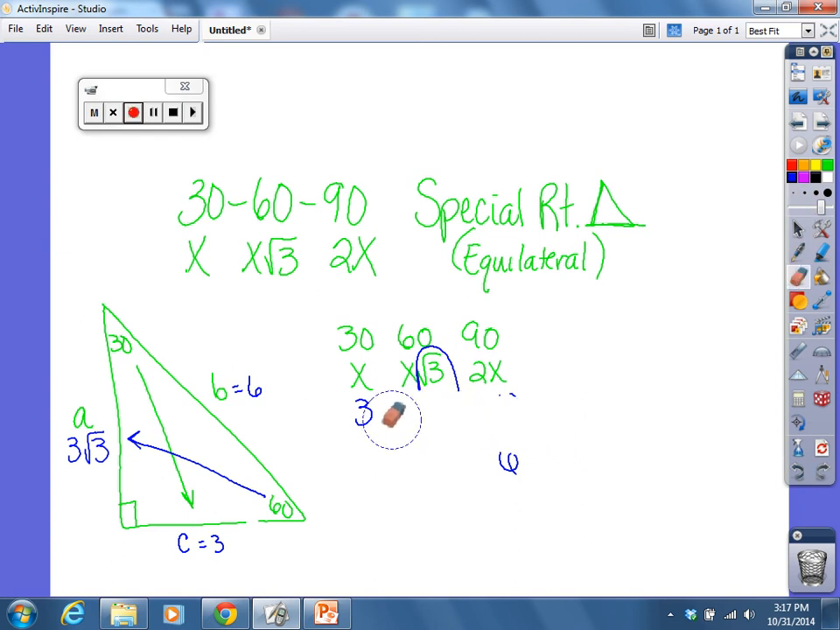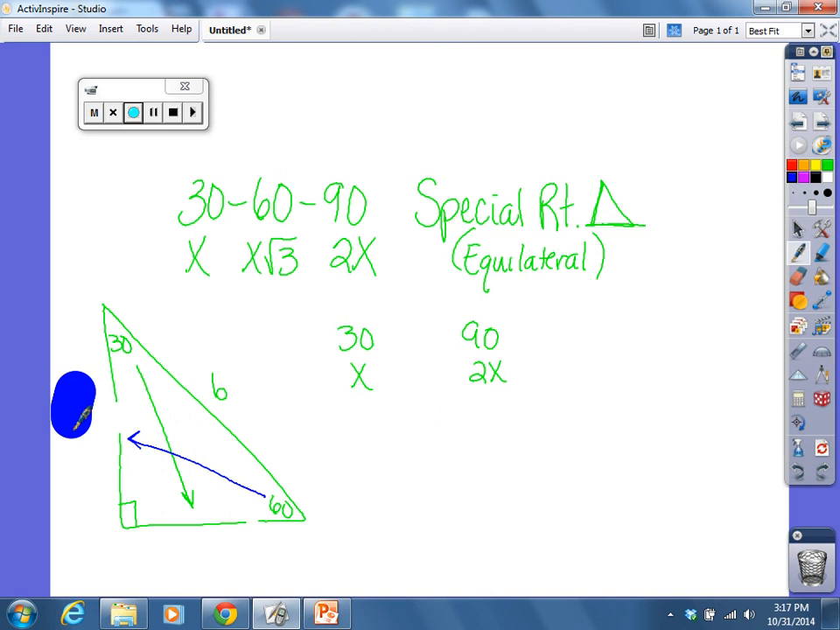Now let's give you something that's not quite so easy. How about across from my 60 is, I don't know, 6. Across from my 60, I'm going to have just 6.